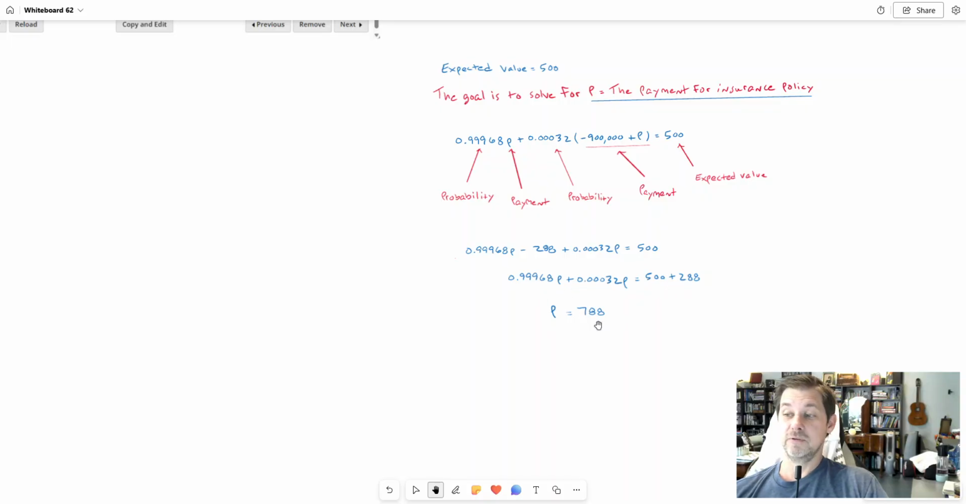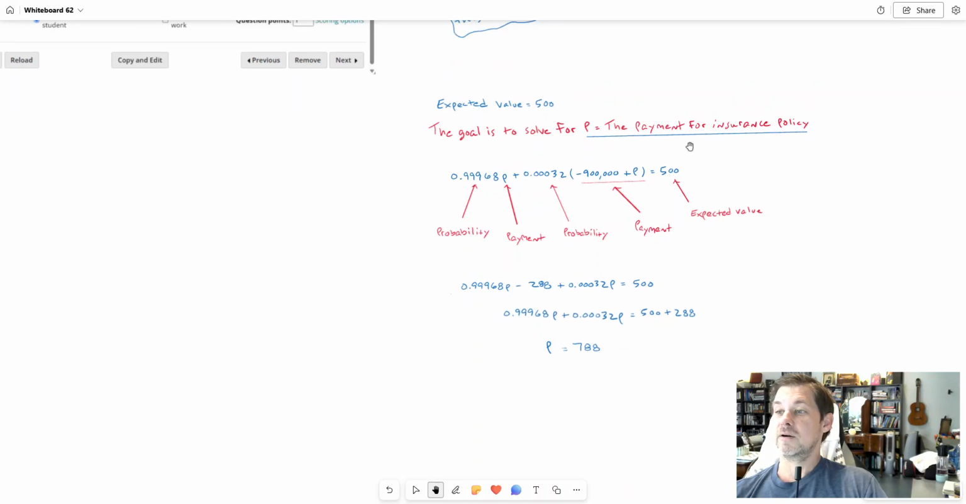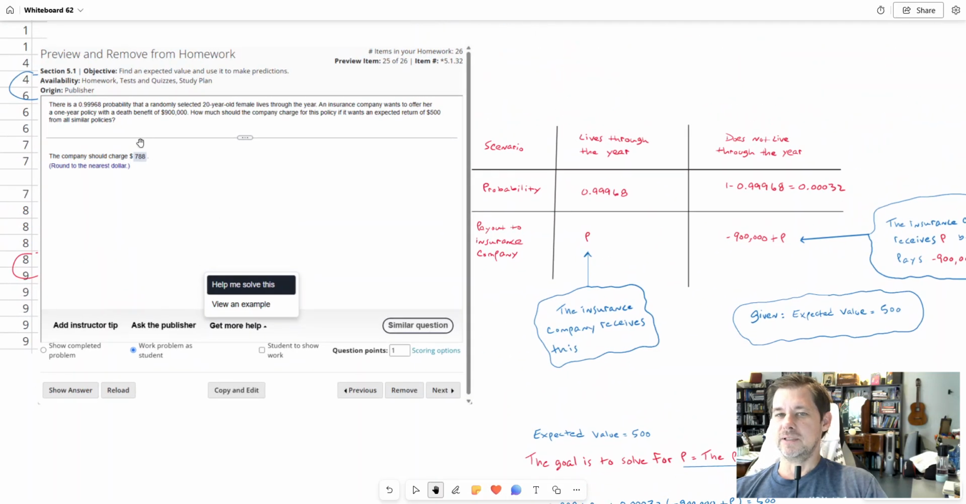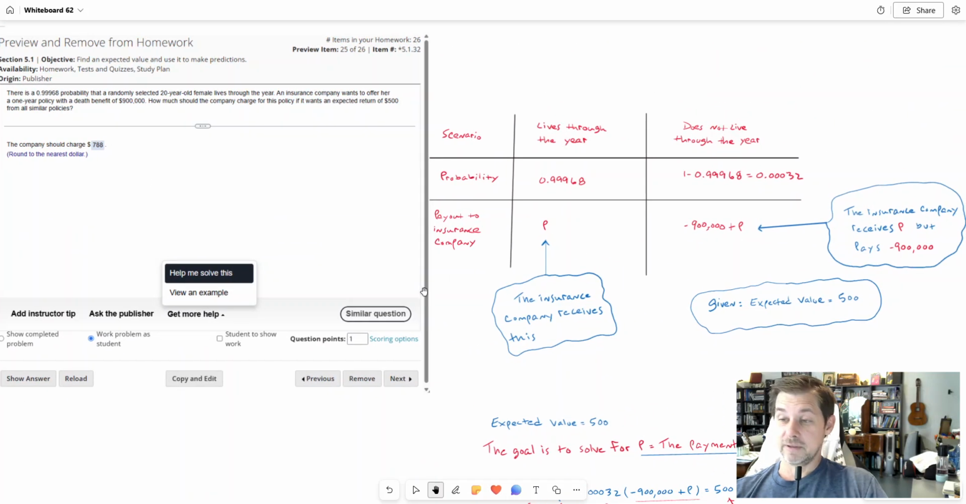So you should charge a person $788 to be insured. And then your long-term earnings will be $500 per person in that case. And that's, of course, the answer that you see there. The company should charge $788 per person.